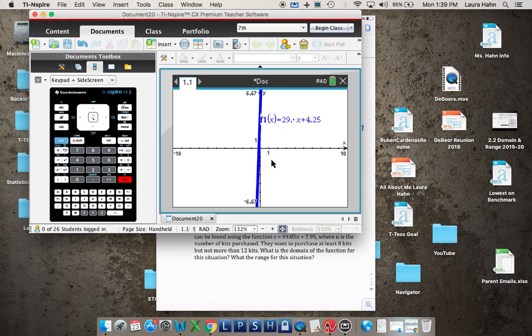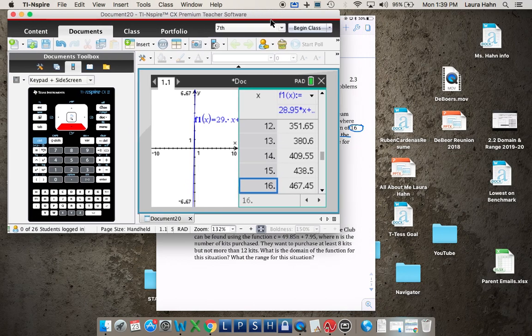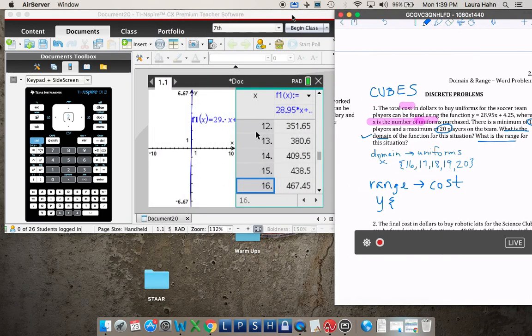All right, now that I have it graphed, I'm going to open the table. Well, remember, table starts with the letter T, so I'm going to press Control T. This first column, these are your x values. The second one, this is your y values. Okay, so my x values, I know the lowest number of uniforms we're going to have is 16, so let's go to 16. So if I bought 16 uniforms, I know it's going to cost me $467.45. So I'm going to write that value down first, here, that way y'all can see both.